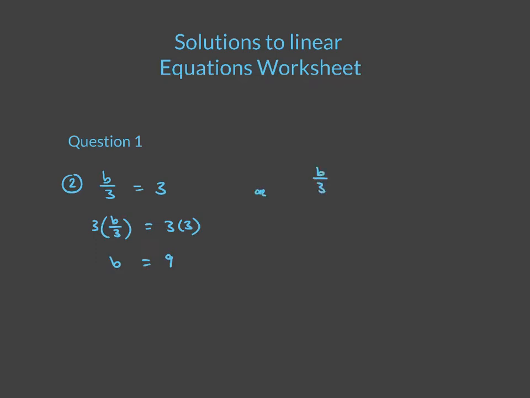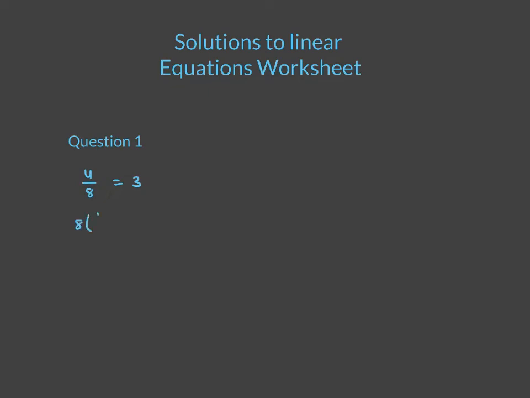We could have also tried to get the denominators the same. So b over 3 is equal to 3 over 1. So multiply that over 3, so 3 times 3. Therefore b over 3 is equal to 9 over 3. Therefore b is equal to 3. B is equal to 9, sorry. B is equal to 9.